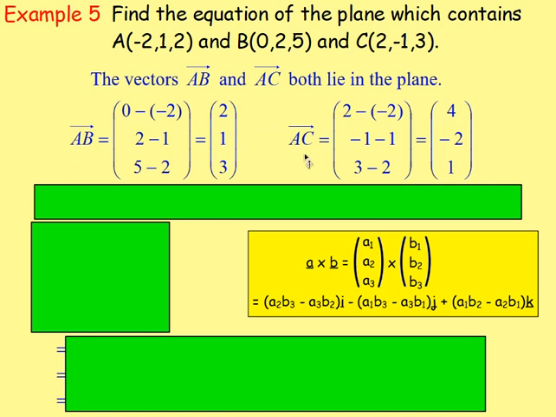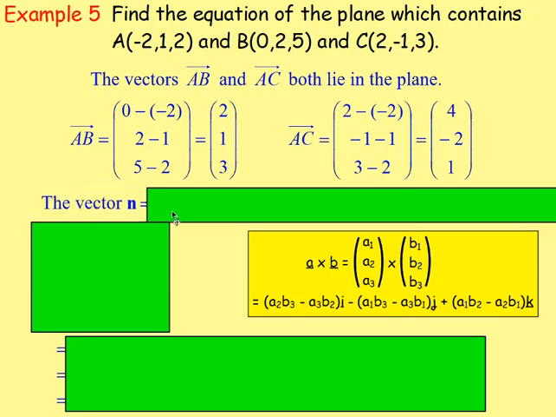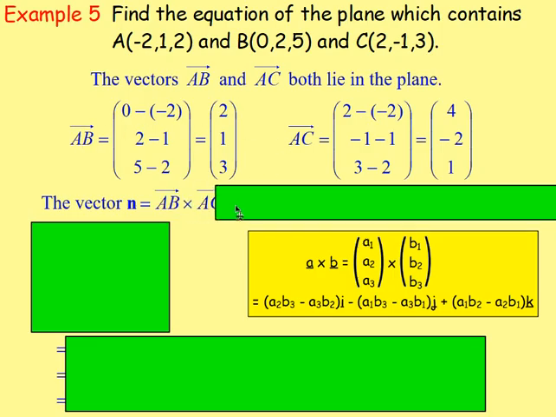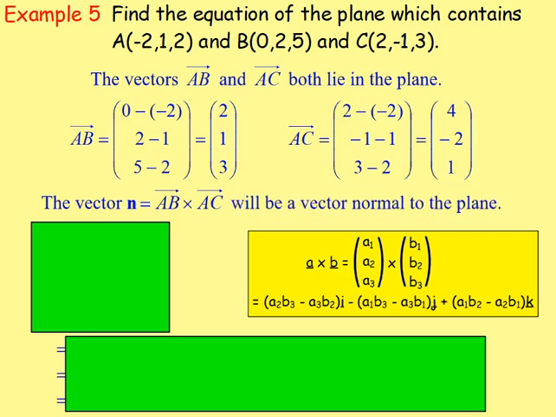So we've now got two vectors that would lie in that plane. How would we work out the normal vector? What could we do? Perfect. To work out the normal vector, the vector that's perpendicular, we can multiply both AB and AC together. So we can work out the vector or the cross product. So work out AB cross AC, because that will be a vector that's normal to the plane.